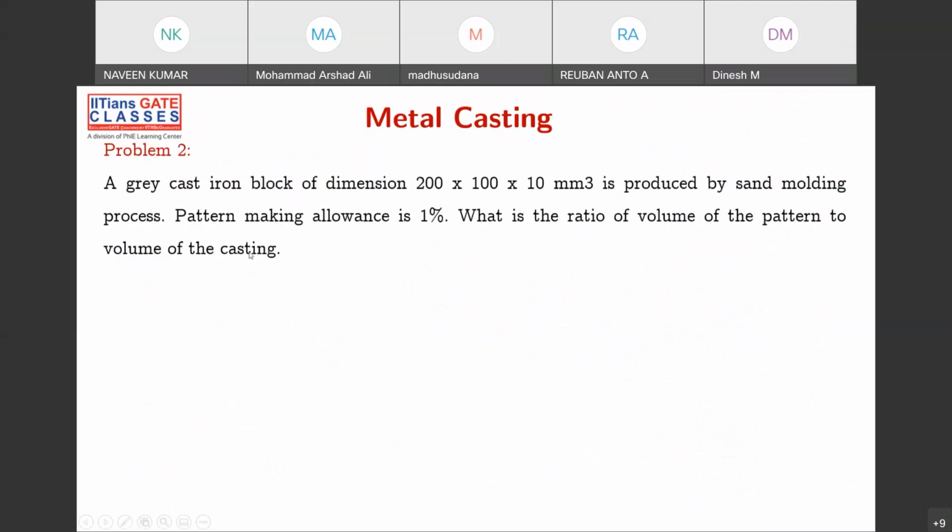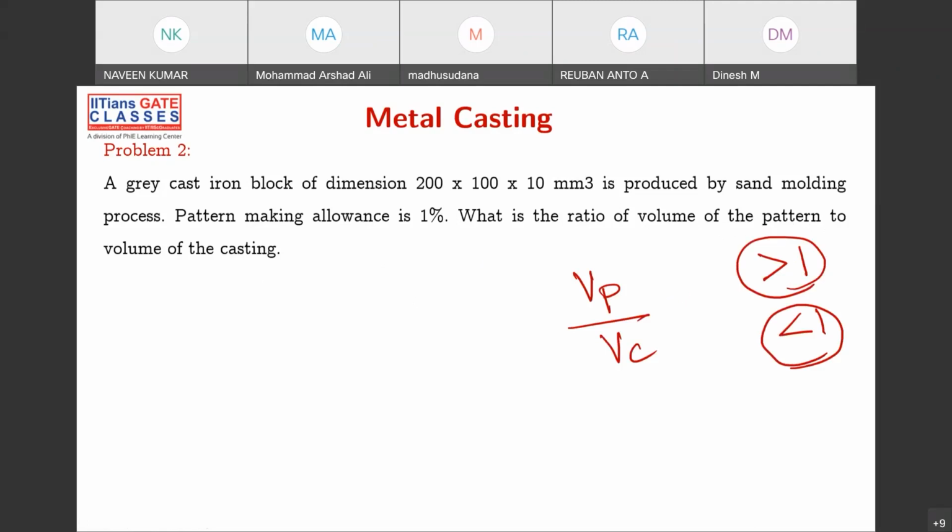Okay. Now, can anyone try this? What is happening? Tell me whether the volume of pattern to volume of casting is greater than 0 or less than 0? Or sorry, greater than 1 or less than 1, not 0. So they are saying volume of pattern by volume of casting. Is it greater than 1 or less than 1? What do you say?